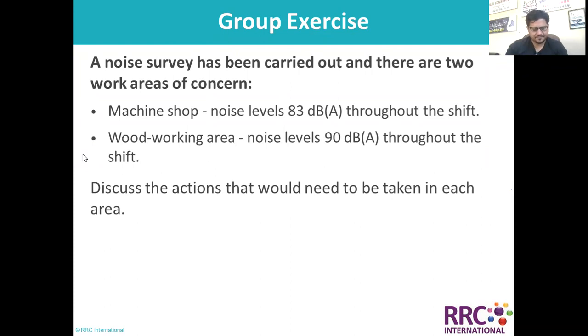Other thing, we are going to check the substitution: if there is any alternative way they can do this activity without having this exposure. If not, we will go for engineering control, which is going to be the long-term solution. After that, we can go for administrative control, about the training and controlling the people movement and working schedule. And the last point is PPE, which is going to reduce the exposure below 83.